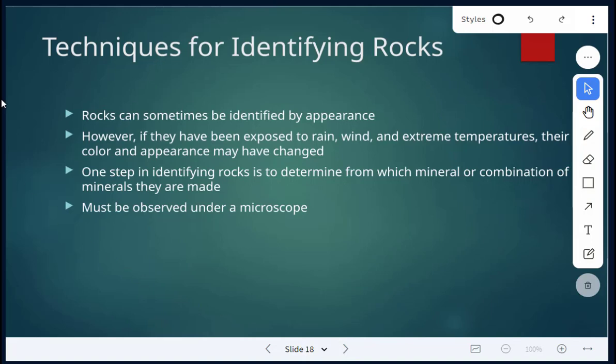So techniques for identifying rocks. Rocks can sometimes be identified simply by their appearance. However, if they've been exposed to rain, wind, extreme temperatures, their color and appearance may have changed. So one step in identifying rocks is to determine from which mineral or combination of minerals they are made, and usually they have to be observed under a microscope to determine those minerals.